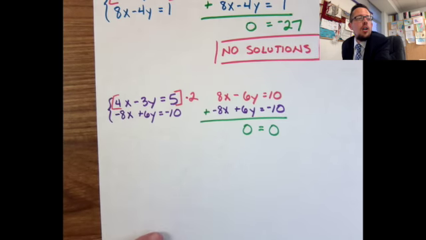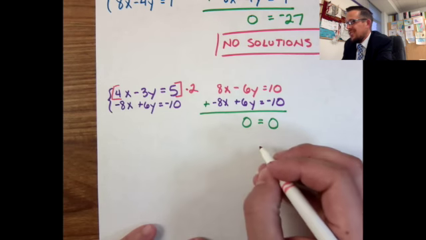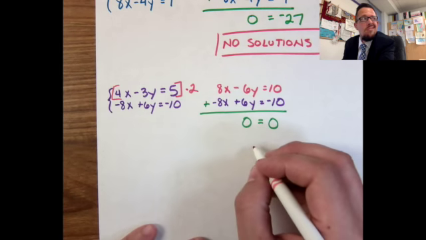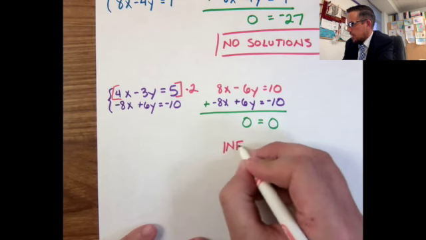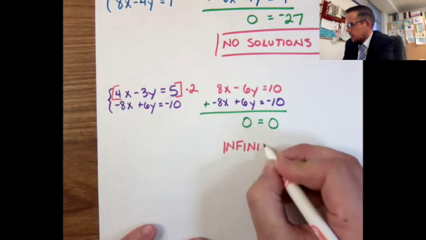All the variables are gone, so it's either going to be infinite solutions or no solutions. It's no solutions? Why infinite? Yeah, because 0 actually does equal 0, kids. If you end up with a true statement, it's infinite solutions.